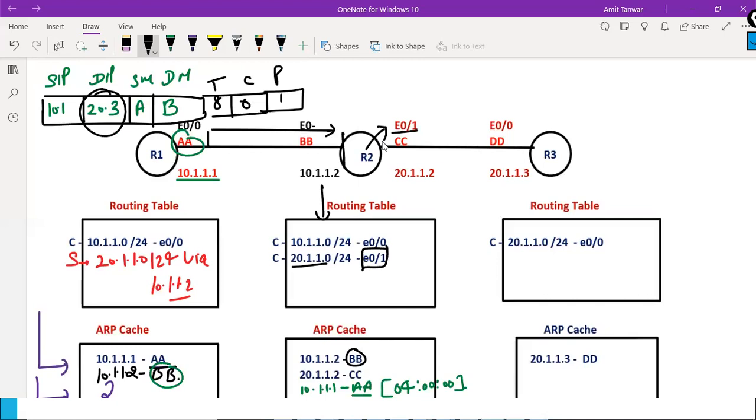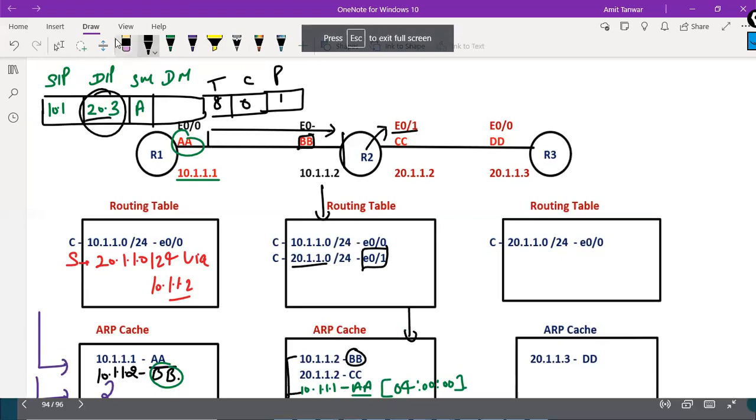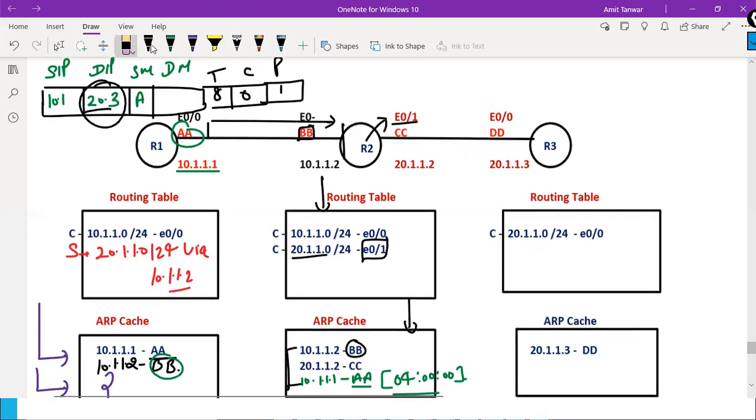But before that, the destination MAC will be added here. What's the destination MAC? That is B, but B is just for this one. So this router will remove this MAC address, and then it will check its ARP cache. Do I have any entry for the 20.1.1.3 MAC? Is there an entry? The answer is no, that is not there. So again, the same concept: the destination MAC is missing. So Router 2 will generate an ARP request again.